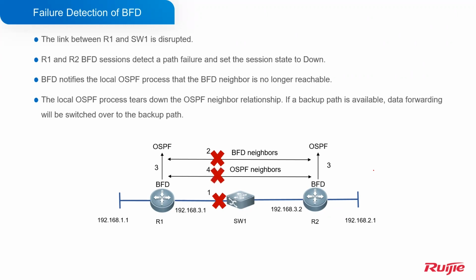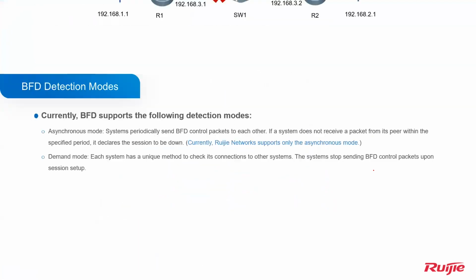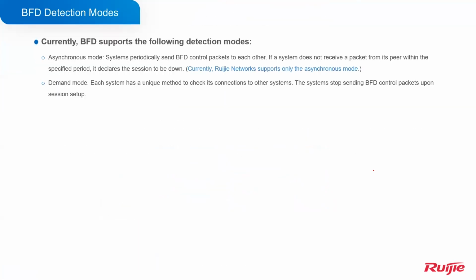So in this case, you can find we don't need to wait for OSPF to find out the fault in the path by itself. Right? BFD will figure out the failure in a very short time, in milliseconds, and then will notify OSPF of the fault in the network. Okay, and next, for failure detection, BFD supports different modes.